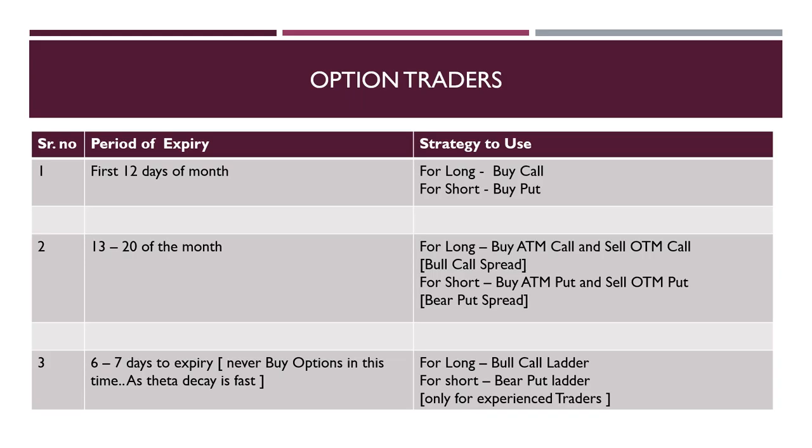And for short trade, during last 6 to 7 days, I go for bear put ladder, which is buy ATM put, sell OTM put, and sell far OTM put. So against one put buy, I have two OTM put sell. So my cost is minimal. But this is only for last 6-7 days, and never sell naked call or puts.